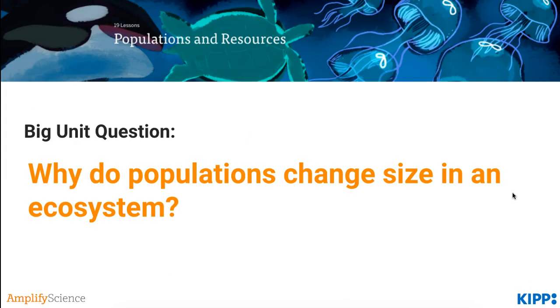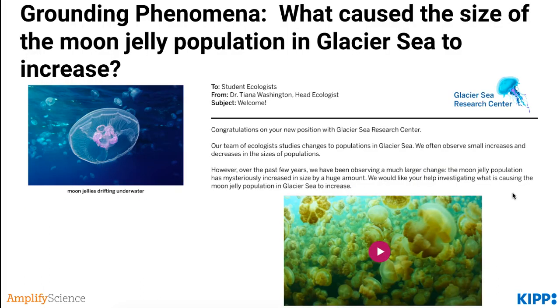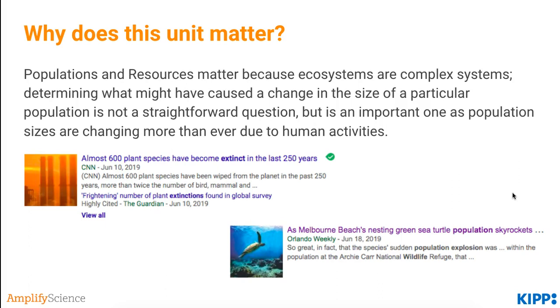The big unit question that drives us is, why do populations change in size in an ecosystem? The grounding phenomena for this unit is what caused the size of the moon jelly population in the Glacier Sea to increase. You're probably asking yourself, why does this unit matter?